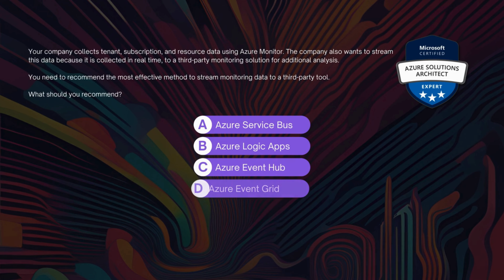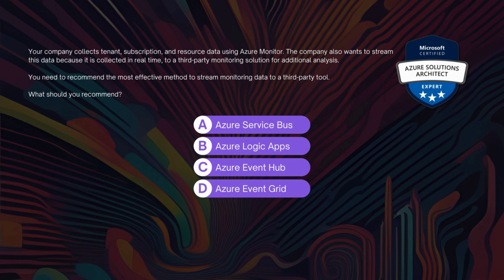Your company collects tenant, subscription, and resource data using Azure Monitor. The company also wants to stream this data, because it is collected in real time, to a third-party monitoring solution for additional analysis. You need to recommend the most effective method to stream monitoring data to a third-party tool.